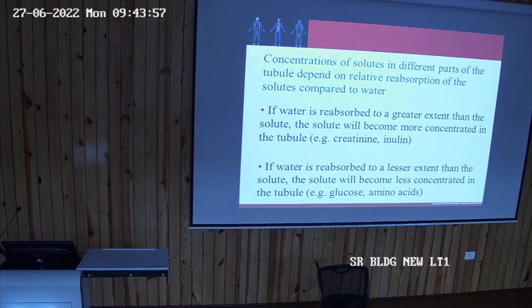Concentration of solutes in different parts of the tubule depends on the relative reabsorption of the solutes compared to water. If water is reabsorbed to a greater extent, then the solutes will become more concentrated in the tubule. If it is more concentrated in the tubule, it is hyperosmotic. If water is reabsorbed to a lesser extent, it becomes hypoosmotic. So isosmotic, hypoosmotic and hyperosmotic.